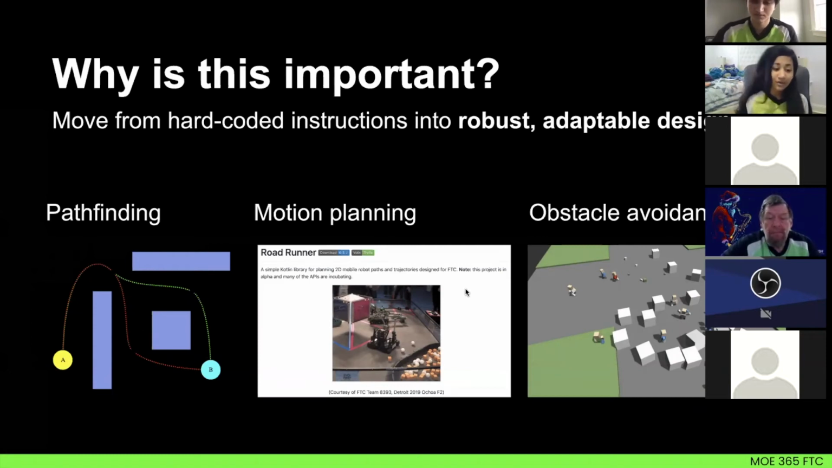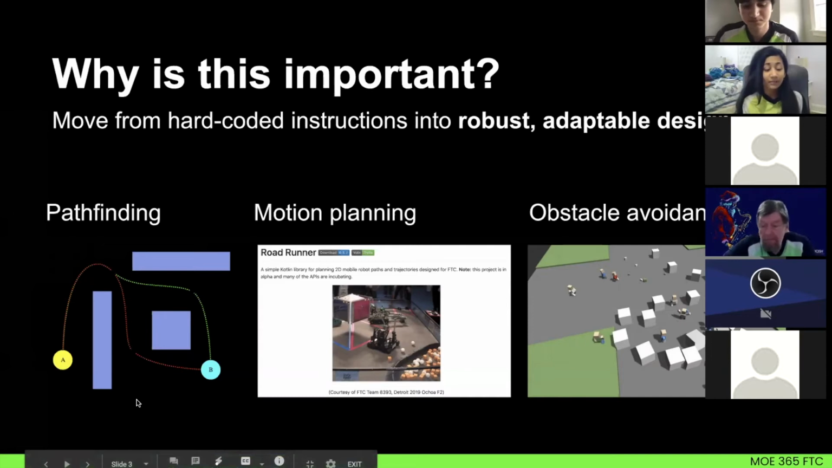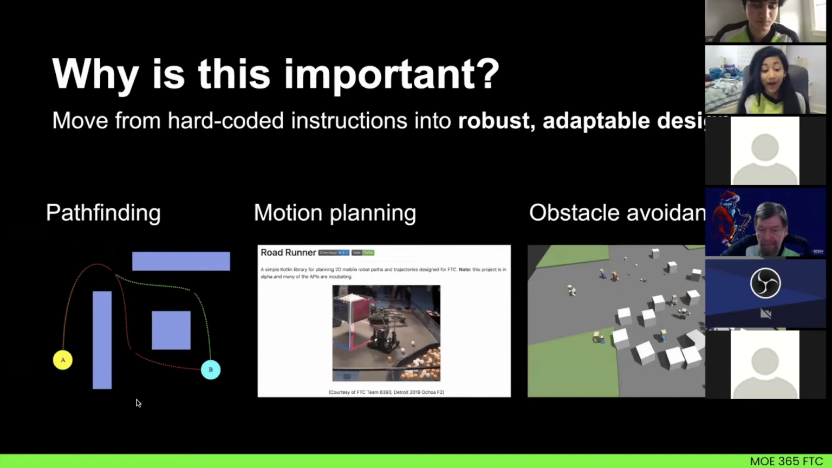But with odometry, if an obstacle or another robot happened to take it off its course, it would be able to find the correct path to go and reach the location it needed to go to. And it helps with path finding, motion planning, and obstacle avoidance.